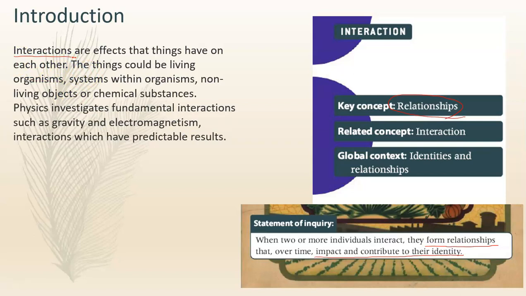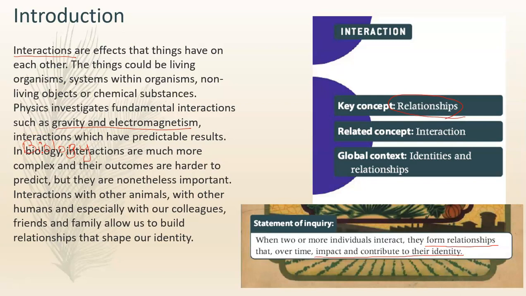Physics investigates fundamental interactions such as gravity and electromagnetism, interactions which have predictable results. What about biology? What do you think about biology interactions? I think it's too complicated. Let's see. Yes, in biology, interactions are much more complex and their outcomes are harder to predict, but they are nonetheless important.